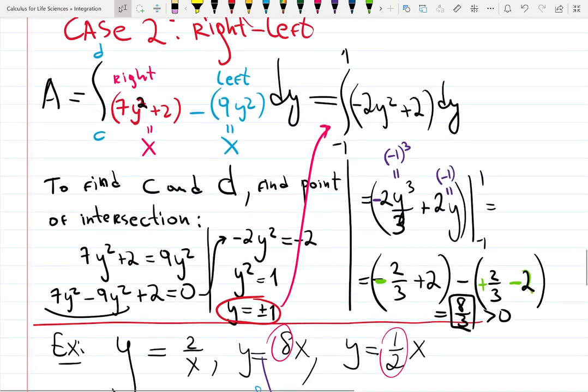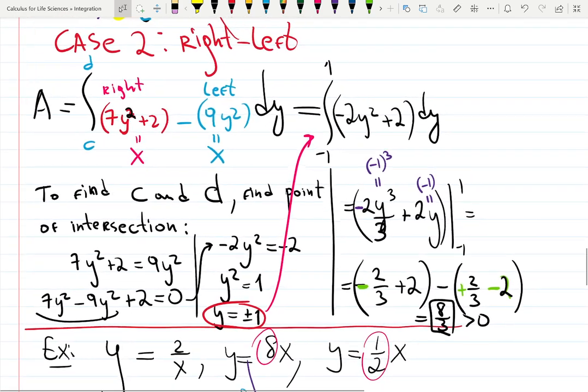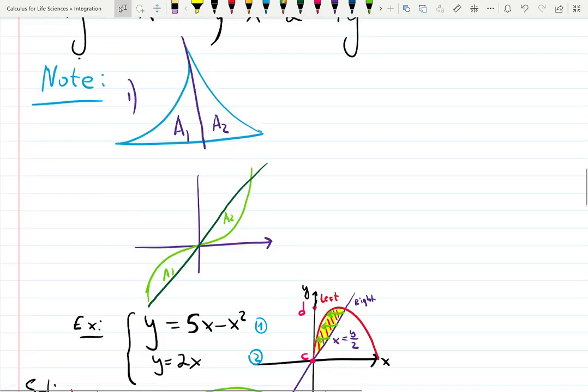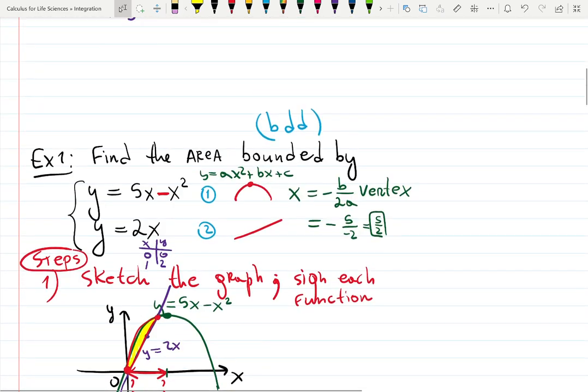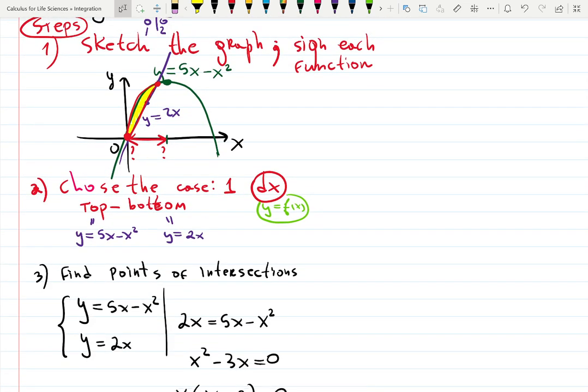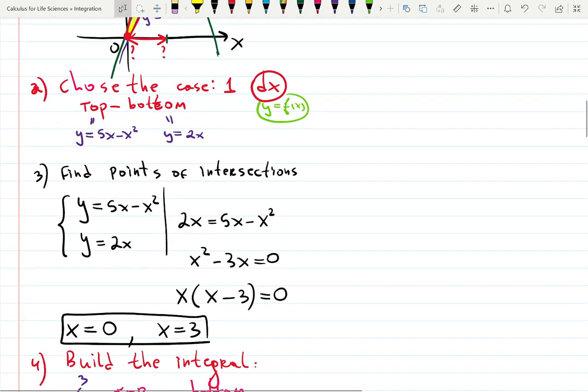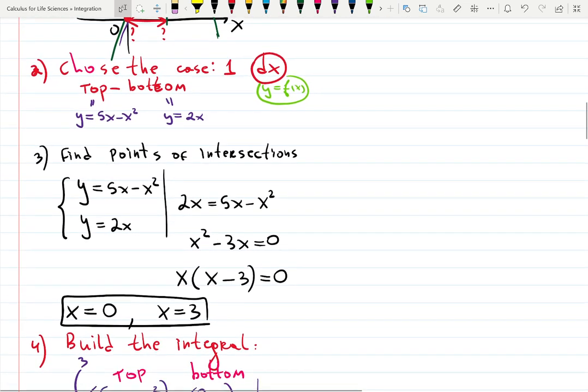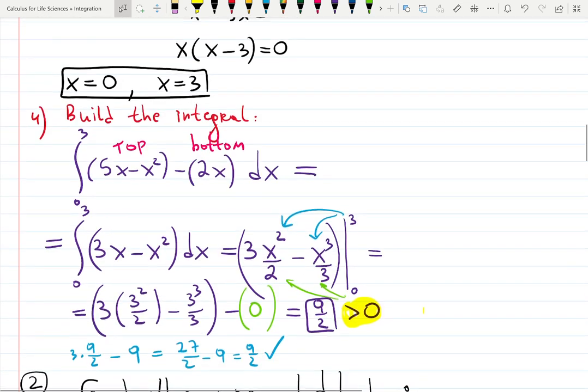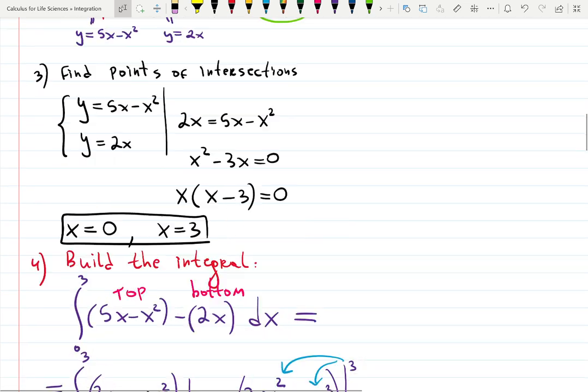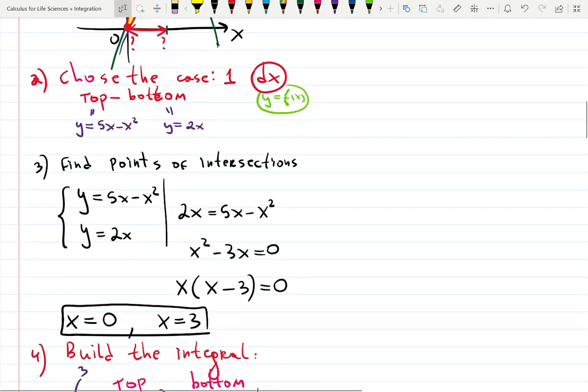But area between graphs is a fun topic, to be honest. Usually students like it. Steps are very predictable. Steps I wrote for you last time. Step 1, sketch the graph, sign each function. Step 2, choose the case you like, dx versus dy. So we just did the dy case. Build the integral, find the points of intersection. That was the intermediate step.